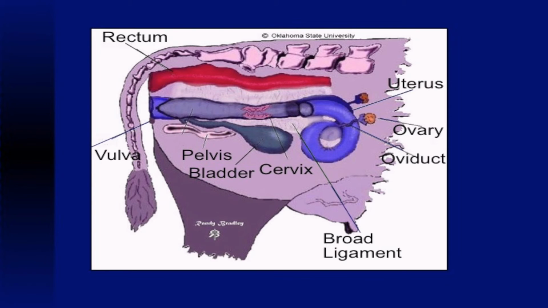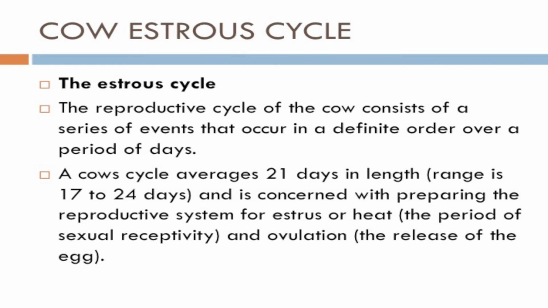So just a little briefly, I wanted to hit on this, and we'll get into this in more detail in hormones and also in the artificial insemination. The cow estrus cycle is very important because the reproductive cycle of the cow consists of a series of events that occur in a definite order and over a period of days. And that cycle averages about 21 days in length, but it can be anywhere from 17 to 24 days depending on the cow.